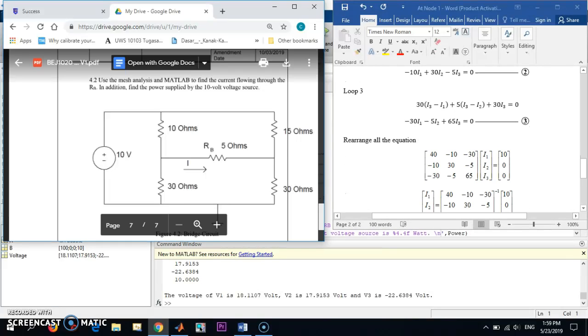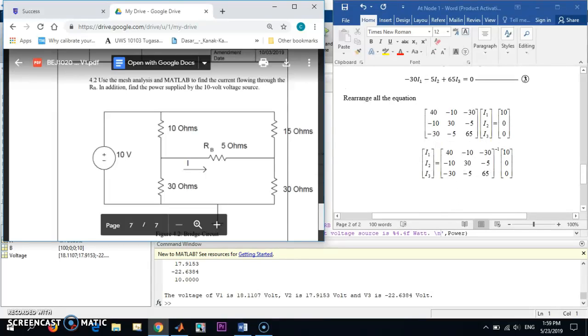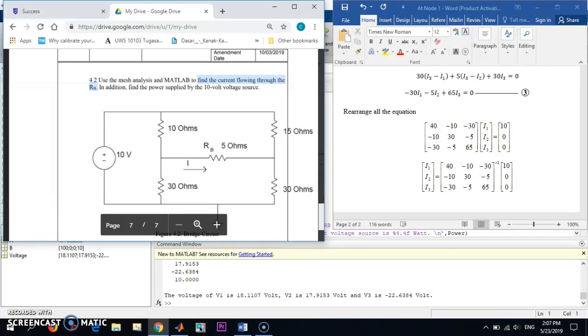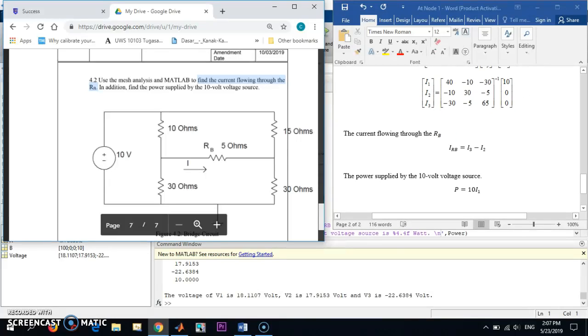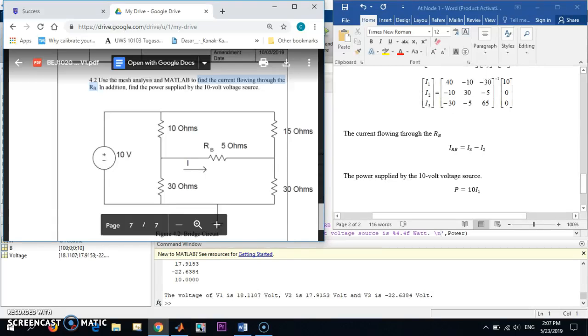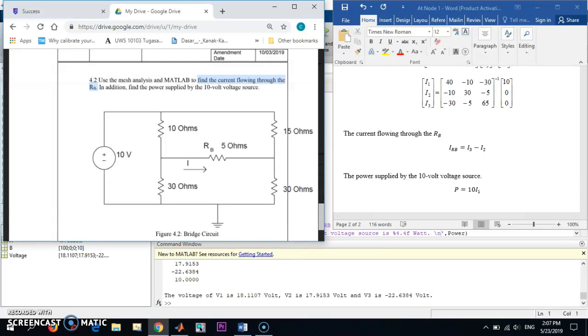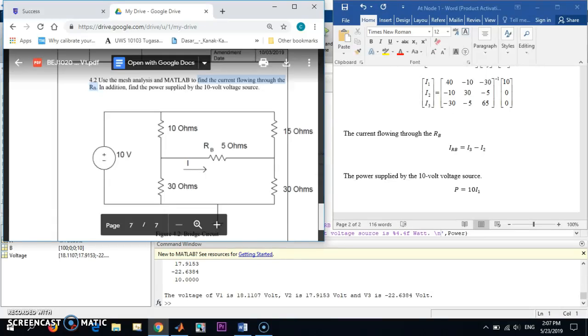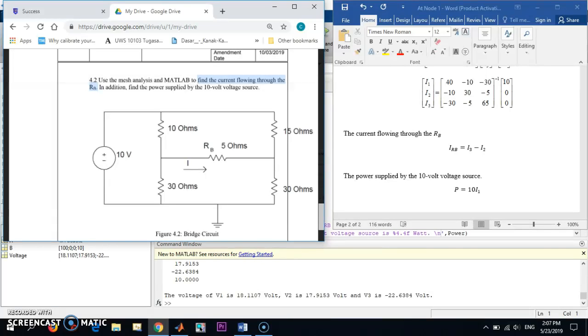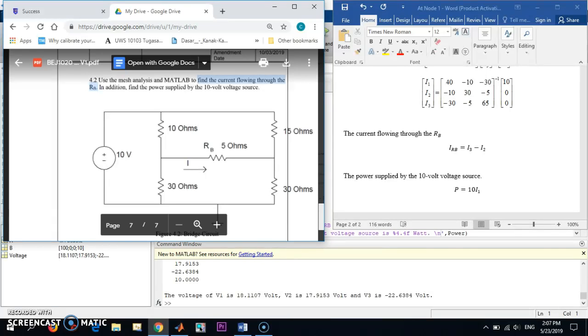So I arrange all the equations in MATLAB form. I let this part be C and this part be D. So I move the C to the right hand side, so the C will be inverse C. Since we can get I1, I2 and I3, we can find the current passing through the RB. The formula for the current through the RB is I3 minus I2, so that we get our IRB. For the power supplied by the 10 volt voltage source, it is the I1 for this loop. So P equals 10 times I1.